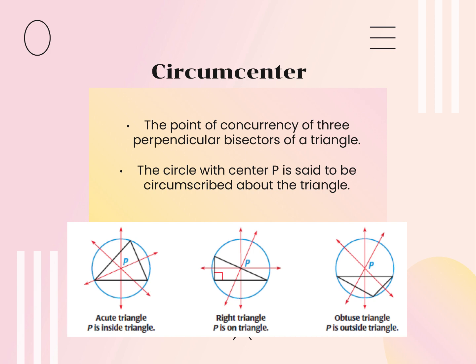The one in the middle is a picture of a right triangle, and the circumcenter of a right triangle is always located on the triangle. And then when it's an obtuse triangle, the circumcenter will be located outside of the triangle.